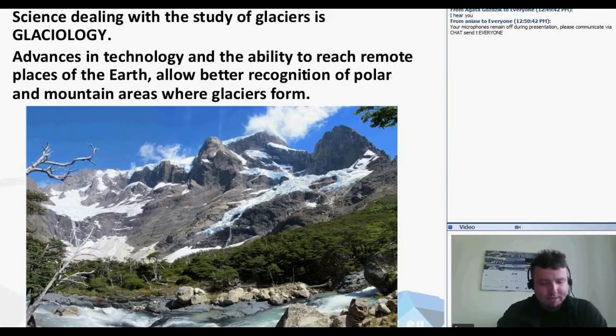All those measurements taken on the glaciers by scientists are the study of glaciology. That's the science dealing with the study of glaciers. And recently we have advances in technology, and there's also the ability to reach remote places on Earth. So it allows better recognition of polar and mountain areas where glaciers form. That's why many scientists from around the world are dealing with glaciers.